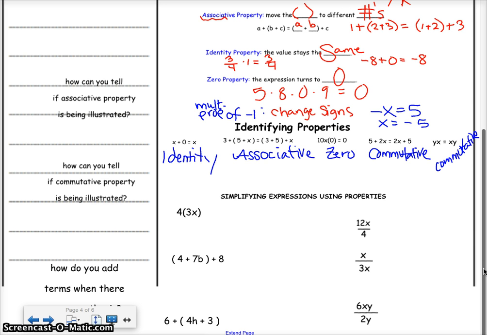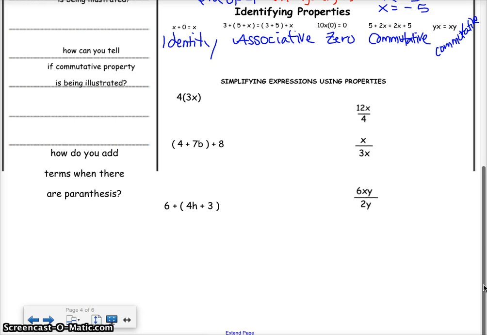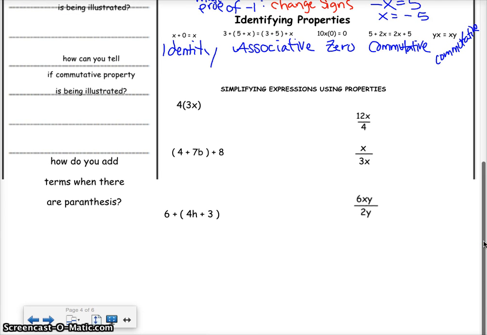So that's first expectation, is being able to identify. Then the application level is simplifying expressions using properties. Now here's what I'm going to do. I'm going to make this look super, super fancy. You don't always have to, but I'm going to show you how you can use properties in order to simplify or generate equivalent statements. This is really 4 times 3 times x. Which property did I use there?